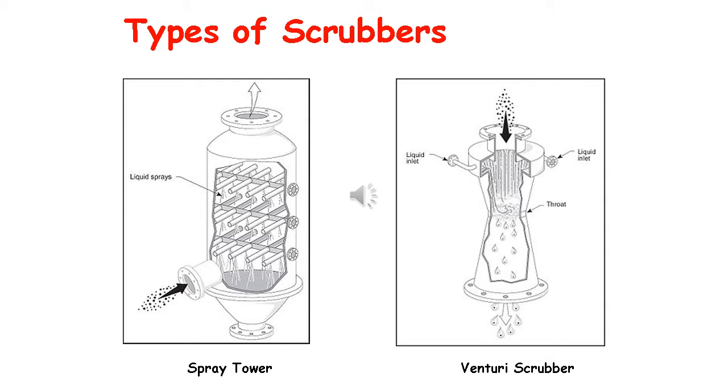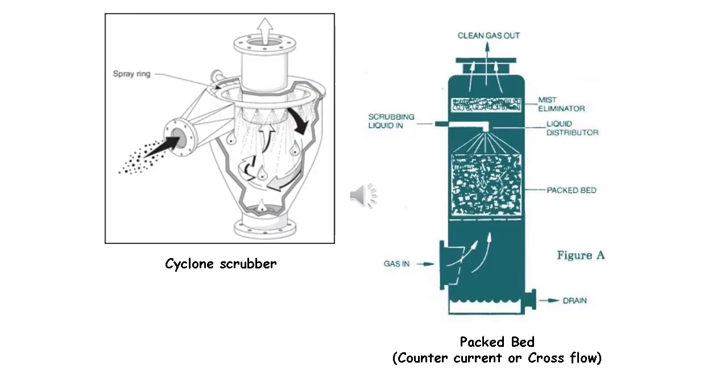Various types of scrubbers are available: spray tower, venturi scrubber, cyclone scrubber, packed scrubber, etc. The spray tower and venturi scrubber can be made to remove gaseous pollutants along with removing particulate matter. The spray tower can remove particles greater than 10 micrometers, and the venturi scrubber can remove particles greater than 0.5 micrometer. These are the cyclone scrubber and packed bed or packed scrubber figures.